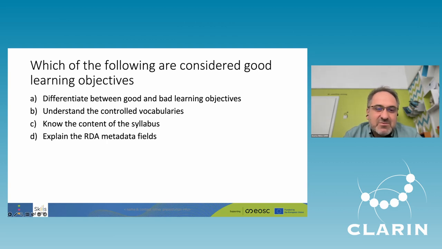Just look at the verb that starts the sequence. Differentiate is quite a strong statement. Differentiate between good and bad learning objectives, that's what we're trying to do with this question. Or explain the RDA metadata field means that you will have gained knowledge that will explain the meaning of the fields. Verbs like understand or know are quite vague and not recommended by Bloom's taxonomy or by the SMART way. So we should be avoiding that kind of vague verbs or vague statement of learning objectives.